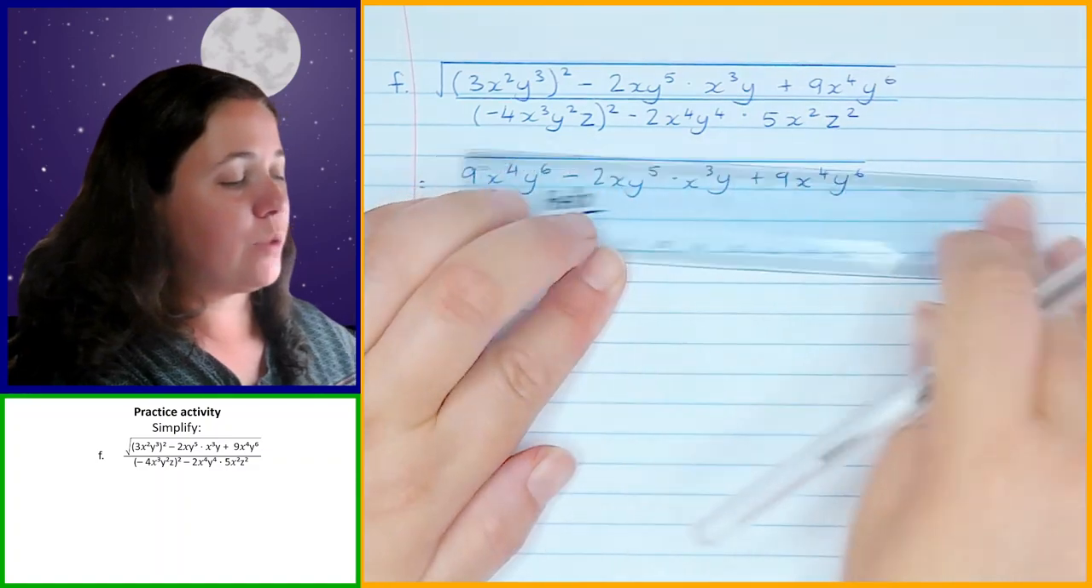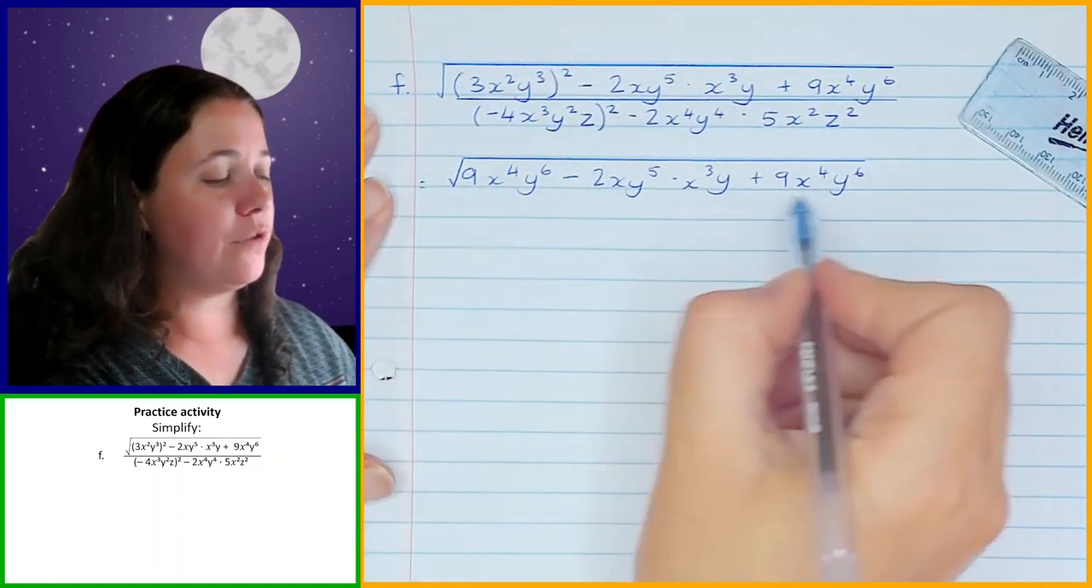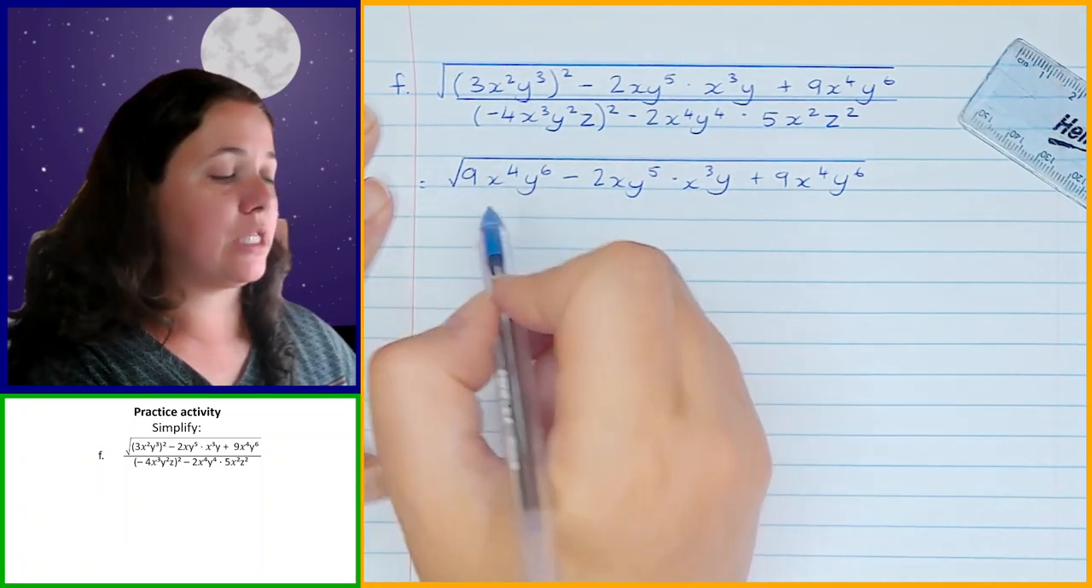Okay, so at the top over here, I have just done that exponent. This is still under the square root sign. I can't get rid of that until I have reached the point of simplifying all of this so I only have one term inside the square root sign.